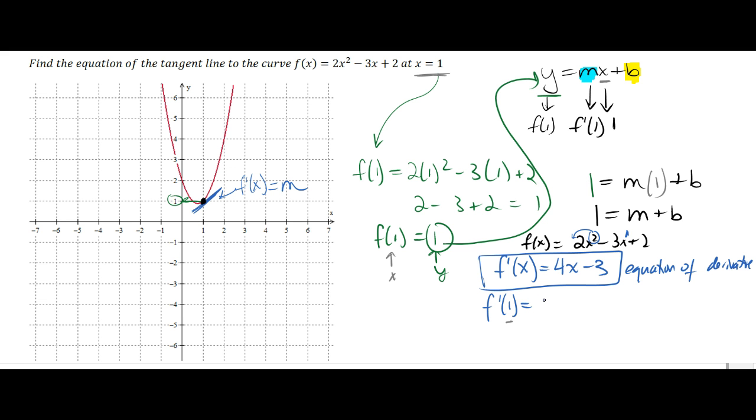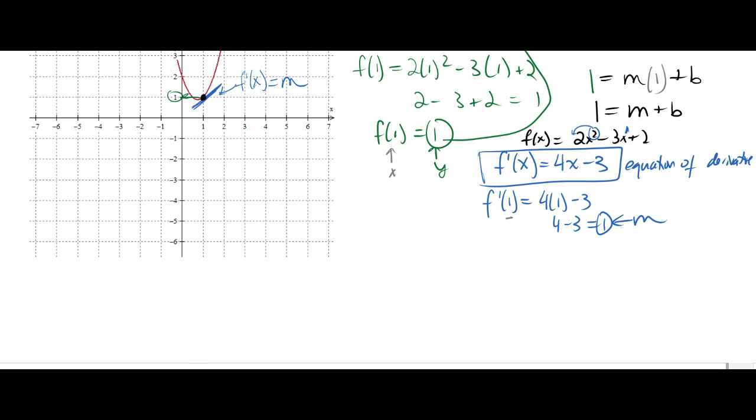and get f prime of 1 is equal to 4 times 1 minus 3, so it'll be 4 minus 3, or 1. So again, oddly enough, our m is also going to be 1 in this case. So we go back to our previous equation, 1 is equal to m plus b, and we substitute in the m, and we solve for b, that's 0.